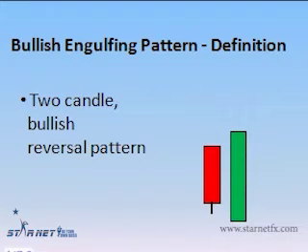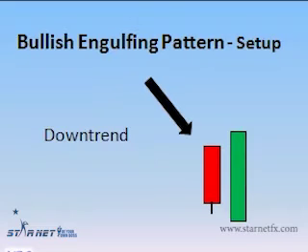A bullish engulfing pattern is a two-candle pattern occurring at market bottoms only, so it's a bullish reversal pattern. The price action leading up to a bullish engulfing pattern must be a downtrend. Ignore the pattern in a sideways trend or an uptrend. Price must be trending downwards.